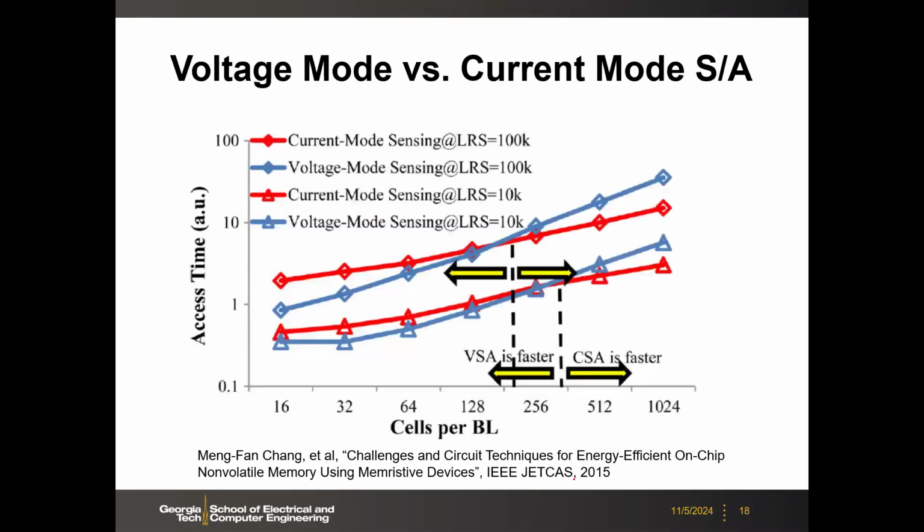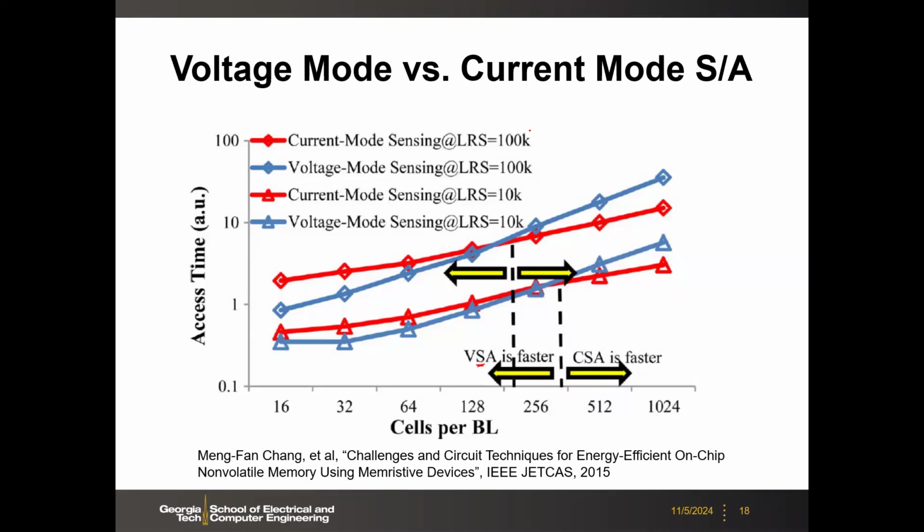And also in this paper, it compared, because now it's not approximated like an equation. So here you have the real circuit, so you can run SPICE simulation. And then you can get the real sensing time as a function of the cells along the bitline. So here you see that if the array is large, the current mode is faster. Okay. If the array is small, voltage mode may be faster.